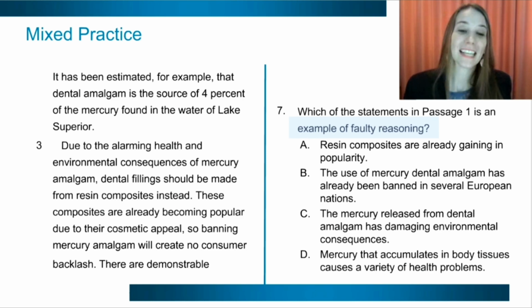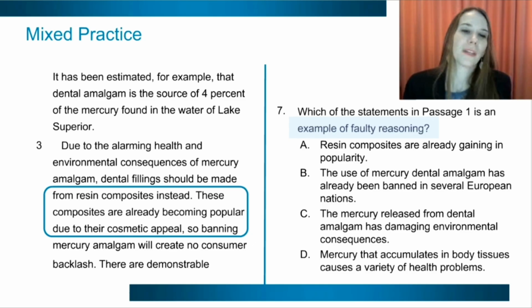All right, so an example of faulty reasoning. Well, let's look at some of these. The author says that these composites are becoming popular. Well, this is information that's been provided to us. We don't have any reason to disbelieve this. The author has some data. They're becoming popular for this reason, due to their cosmetic appeal. So this is data that's provided in the text, and there's no flaw here.